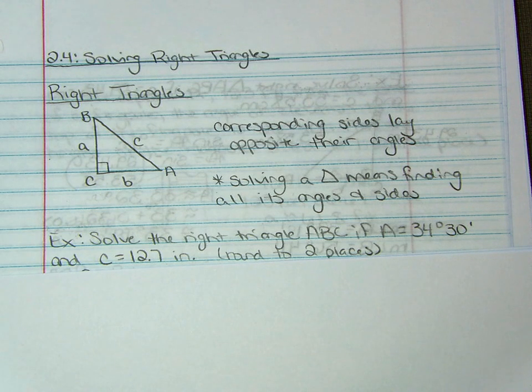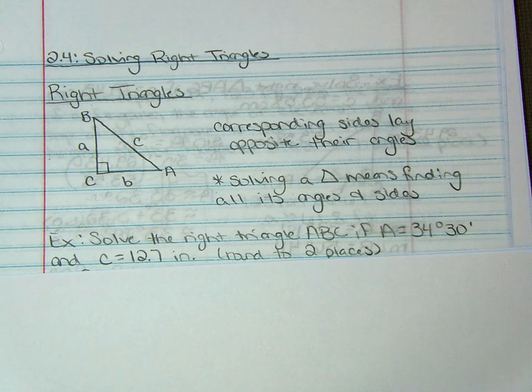Okay, so 2.4 is all about solving right triangles. We talked about right triangles in the past, and the picture at the top of the page is just a very generic right triangle where it shows you that the corresponding sides will be opposite of their angles. So angle A is directly opposite of side A. And notice that the angles are indicated with capital letters and the sides are indicated with lowercase letters.